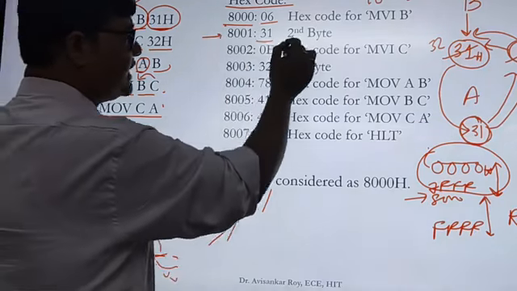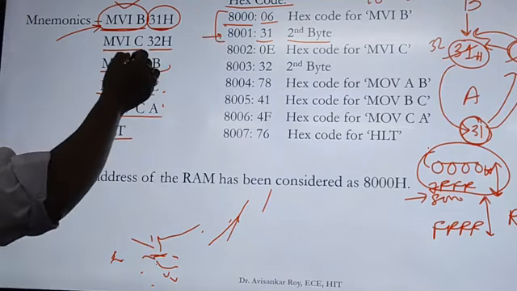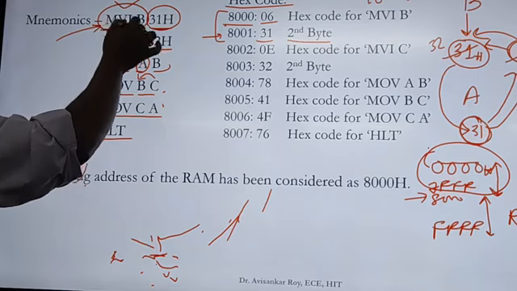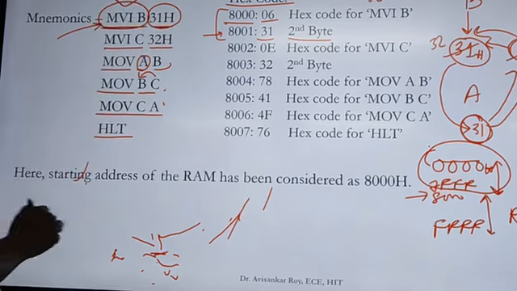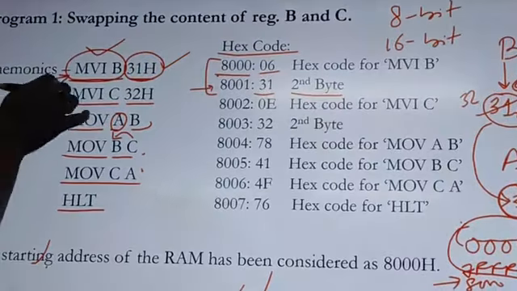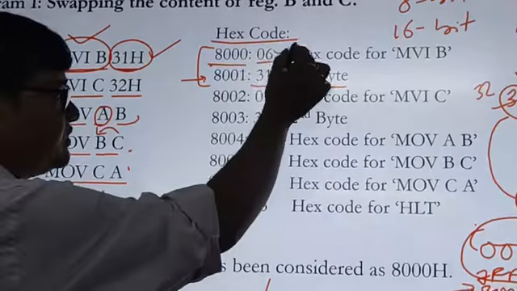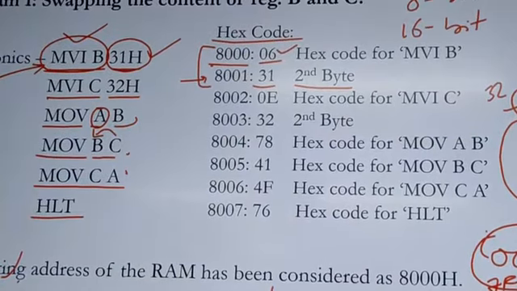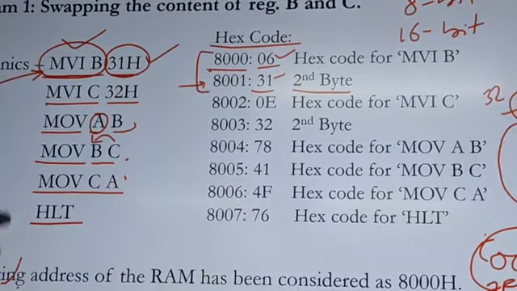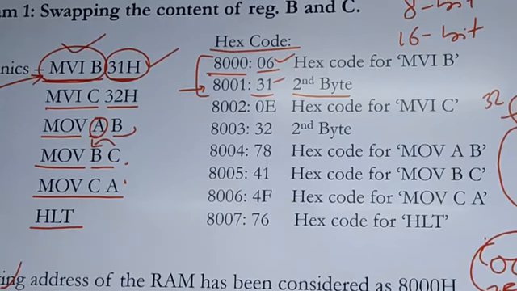Very simple. Second byte. So two memory locations are required to load this MVI B instruction completely, including the MVI B opcode as well as the data itself. This complete instruction has been loaded in two memory locations. That is why it is called a 2-byte instruction. 06, the hex code for MVI B itself, is 1 byte, and 31, the data itself, is the second byte. So 2 bytes are required to represent the instruction. That is why it is called a 2-byte instruction.